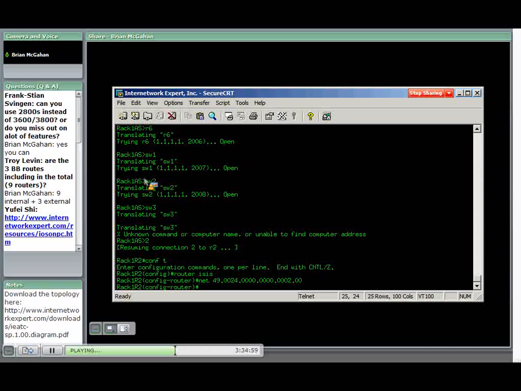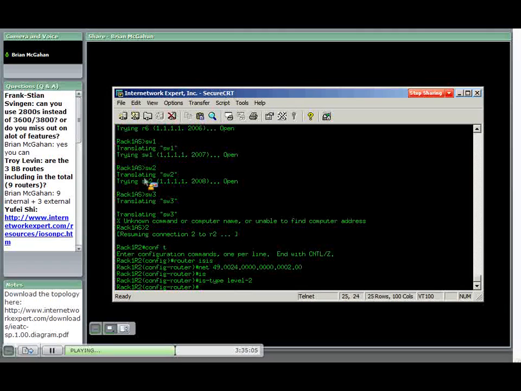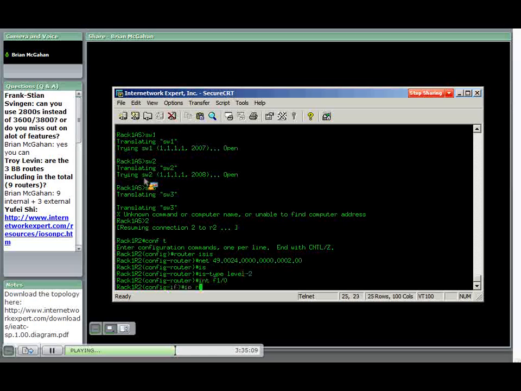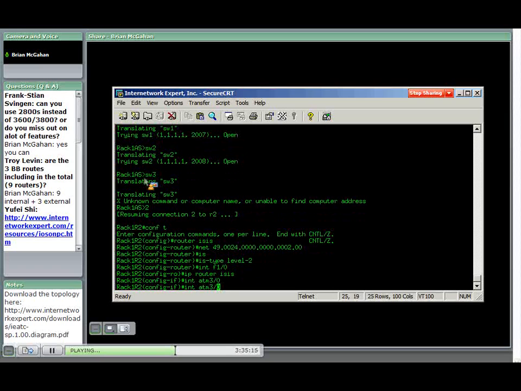Now in this case, if we want to form only level 2 adjacencies, we have two different options. We can go to the interface and specify for that particular interface what the level is, or globally we can say that the IS type is going to be level 2 for all interfaces.